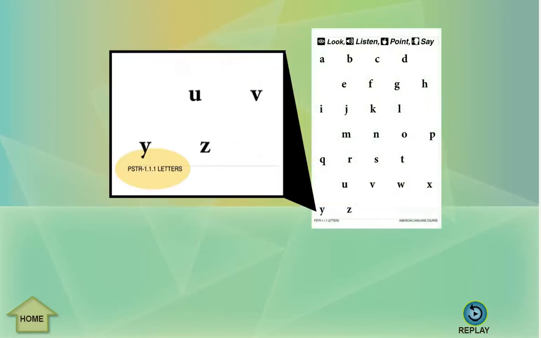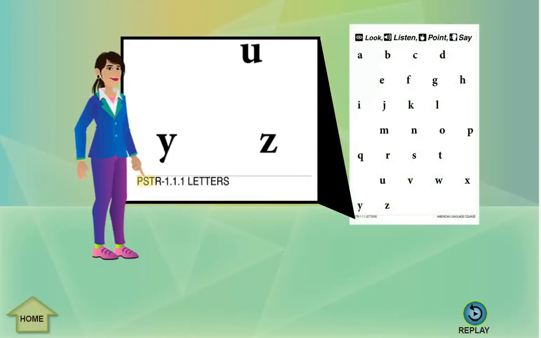Look in the bottom left corner of the poster. PSTR tells us that it's a poster. The first number tells us to which unit the card belongs. This poster is from Unit 1. The second number indicates the first lesson the poster is used. This poster is first used in Lesson 1.